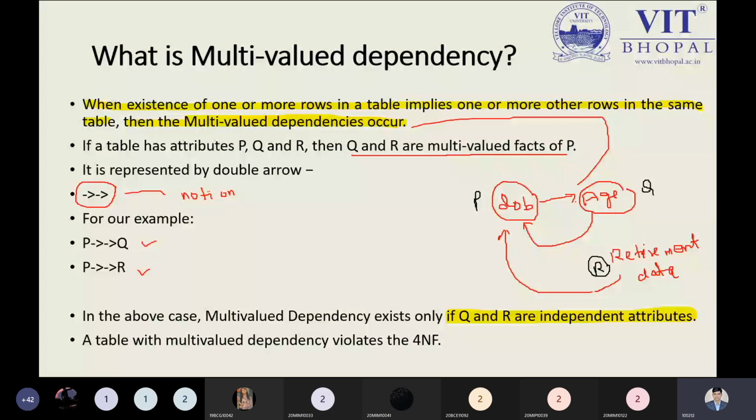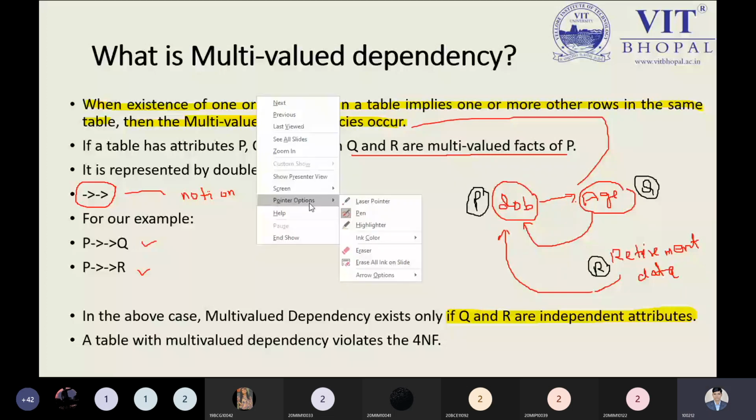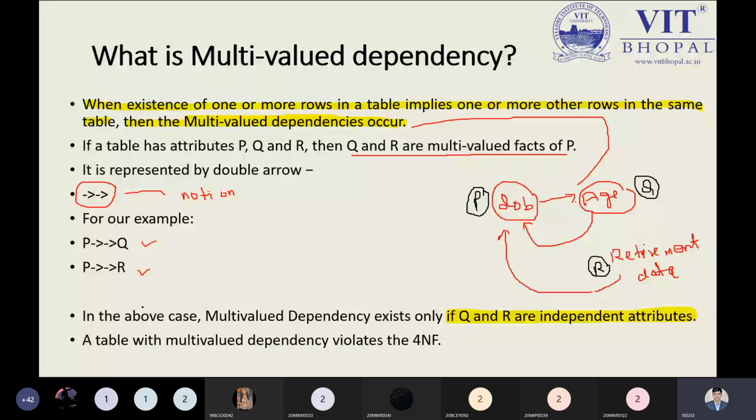A table with multi-value dependencies violates the 4NF. So from this point, we have to start the concept. So what is it saying to us? A table with multi-value dependencies violates the rule of the 4NF. It means if you're trying to look for the 4NF, then we have to keep in mind that if we are violating the rule, that is multi-value dependencies, then we are violating the rule of the 4NF. Okay, so from this perspective, we have to understand.